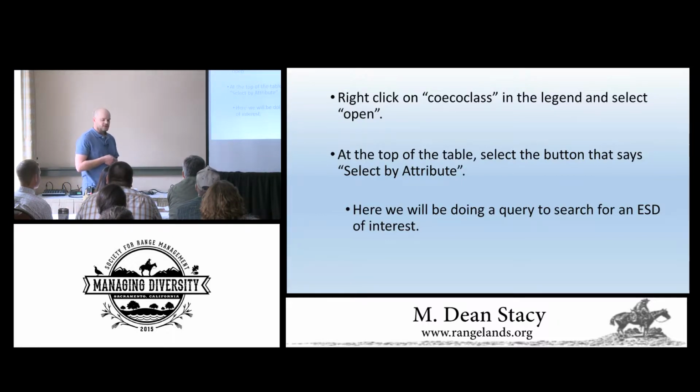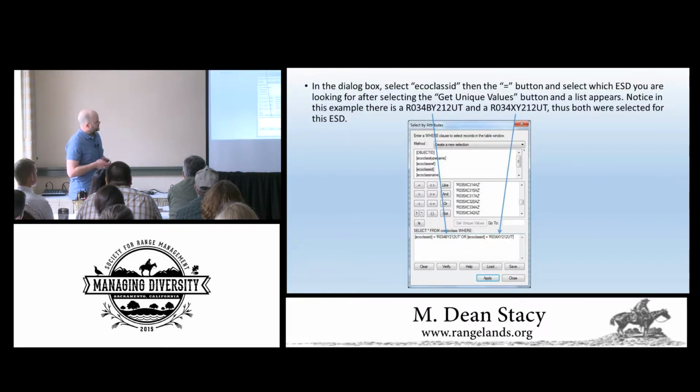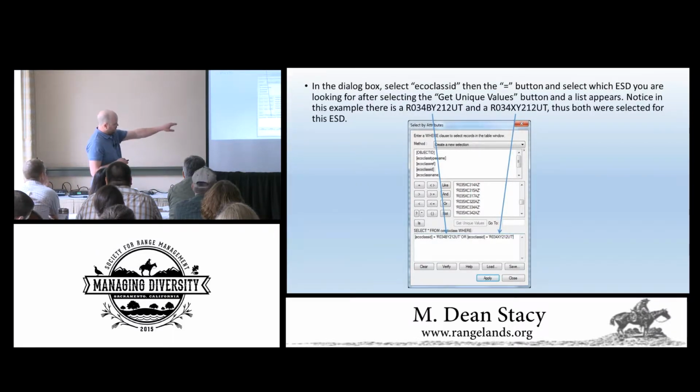You can go to that co-eco class table and right-click on it and hit the selection button. In this step, you're querying which ecological site you're wanting to analyze. And like I mentioned before, Shane wanted me to collect all this data for every ESD in 34B. So you're going to select by attribute. You go in there, select your co-eco class, and then the ecological site ID number.